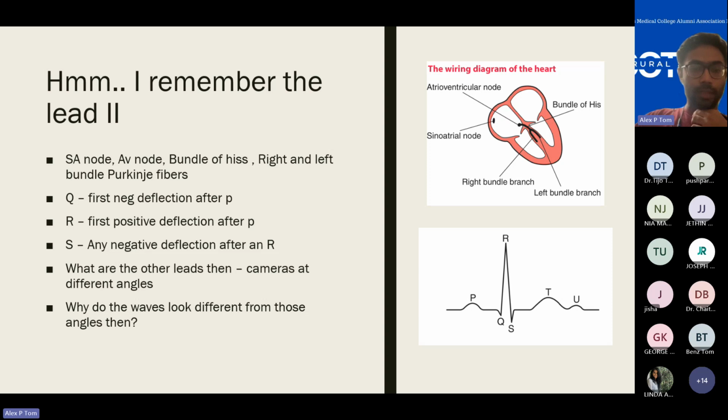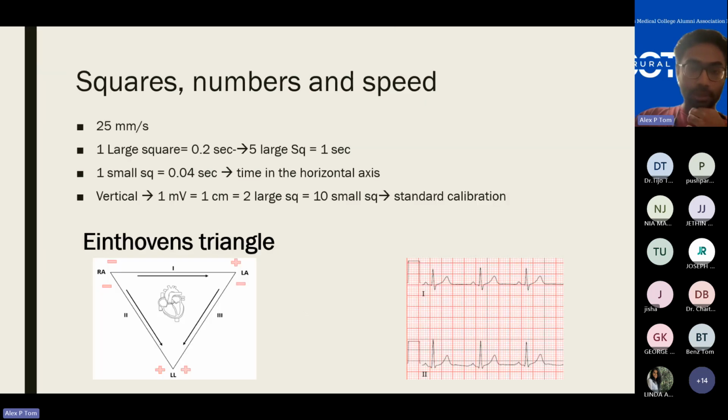So after that, squares, numbers, and speed. Each ECG paper, when you take an ECG, is set to go through the machine at a specific speed, 25 millimeter per second. You can change that speed in your ECG machine, but as a standard, we have set it as 25 millimeter per second for interpretation and for uniformity. That is the most commonly used speed.